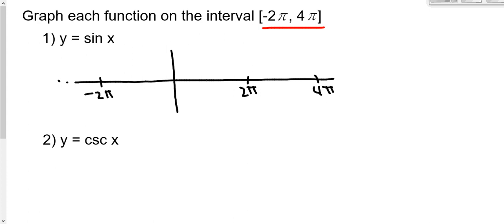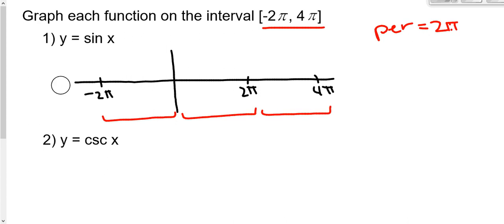Because the sine graph has a period of 2 pi, we're going to see 3 full cycles. One full cycle, another full cycle, another full cycle. Let's also put a 1 and a negative 1 on the y-axis. Then let's break up each of these full cycles into 4 equal chunks.